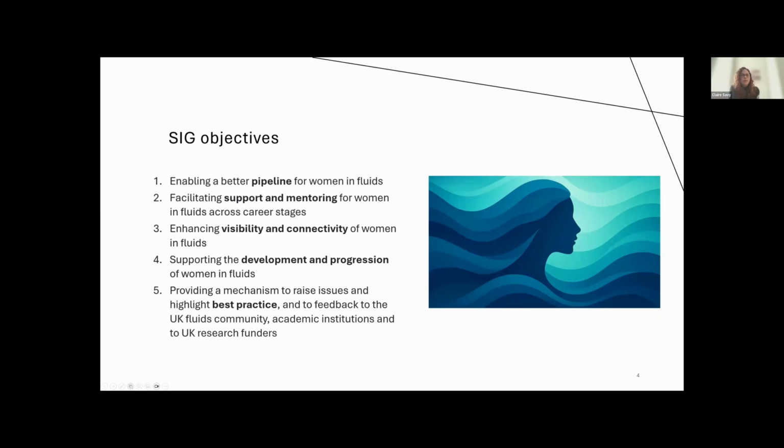So this is what we came up with in terms of what the SIG wants to focus on, and that's really focusing on enabling a better pipeline of women coming into the discipline, making sure that there's appropriate support and mentoring for women in fluids, as that's identified as being quite important, really raising the profile of women in the discipline, supporting development and progression, and obviously one of probably the most important things for the SIG is having that critical mass of people to really be able to raise issues and highlight best practice across the UK to policymakers and funders and so on.